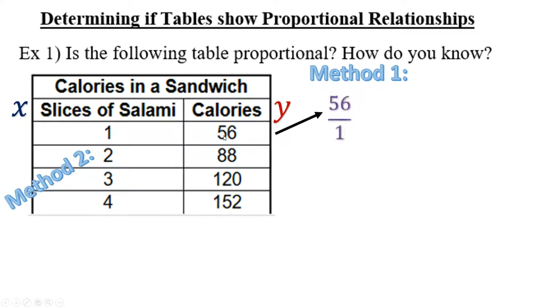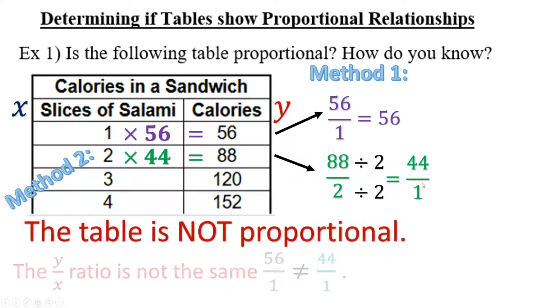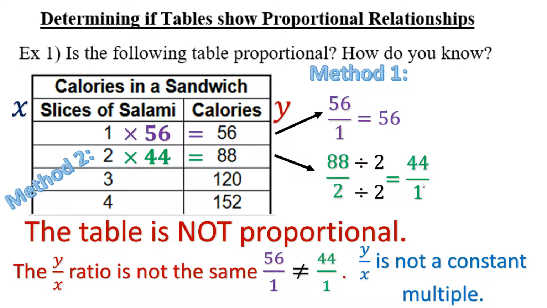So using method 1, we're going to divide our y over x, our output, by our input, which is 56 over 1, or 56. Therefore, our multiple for the first one is 1 times 56 is 56. And then the second one, using method 2, we do y over x. 88 over 2 simplifies to 44 over 1, which is the same thing as 44. So therefore, our multiple of the second one is 2 times 44 is 88. So looking at method 2, it is not a constant multiple. And looking at method 1, our y over x ratios don't match. Therefore, this table is not proportional. The y over x ratio is not the same, and therefore y over x is not a constant multiple.